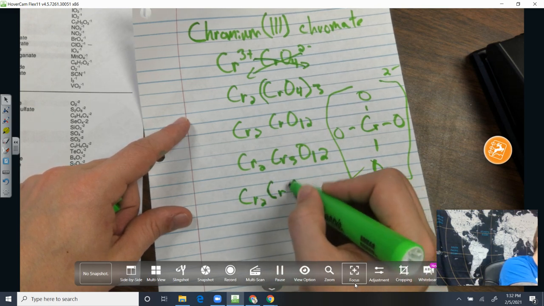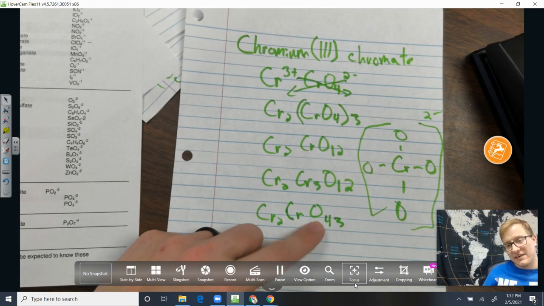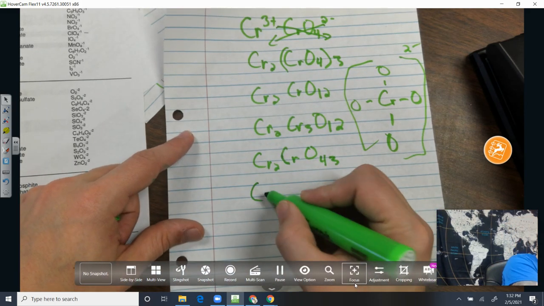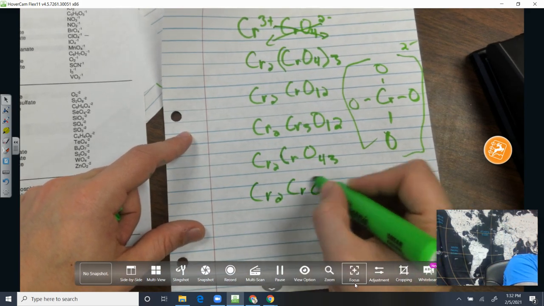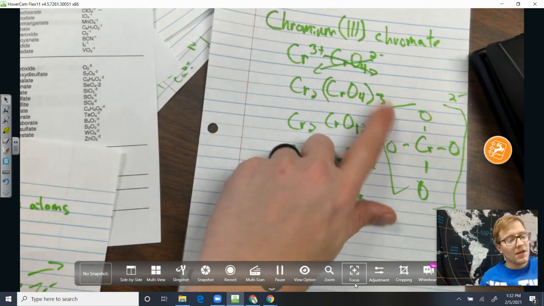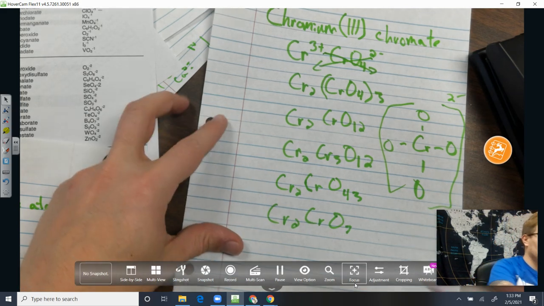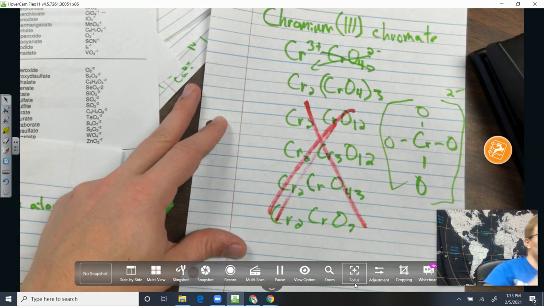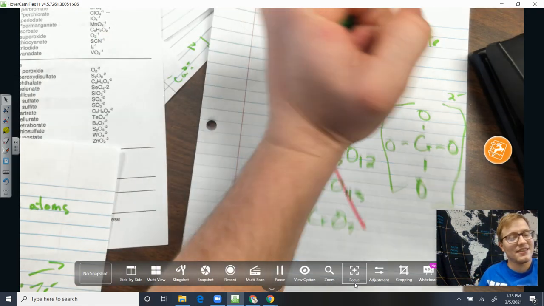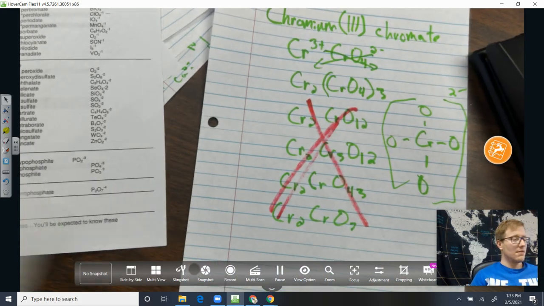Cr2CrO43. No parentheses, no multiplication, no anything. That's wrong. You also definitely don't add it: Cr2CrO7. I've seen so many ways to get this wrong. It's not 4 plus 3. It's not 4 times 3. If I see this, you're wrong. Just do the parentheses. Save us all the headache. Parentheses. And that's how you do polyatomic ions.